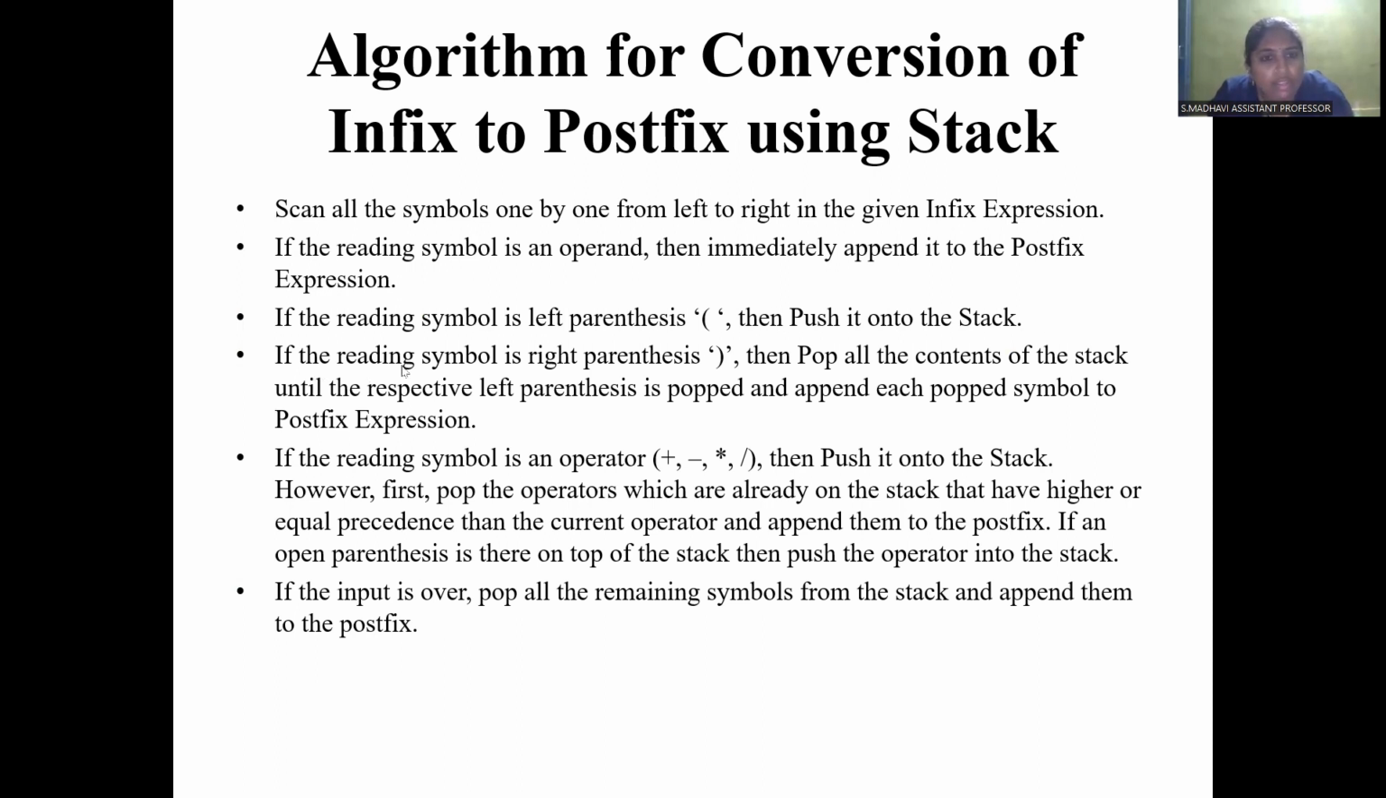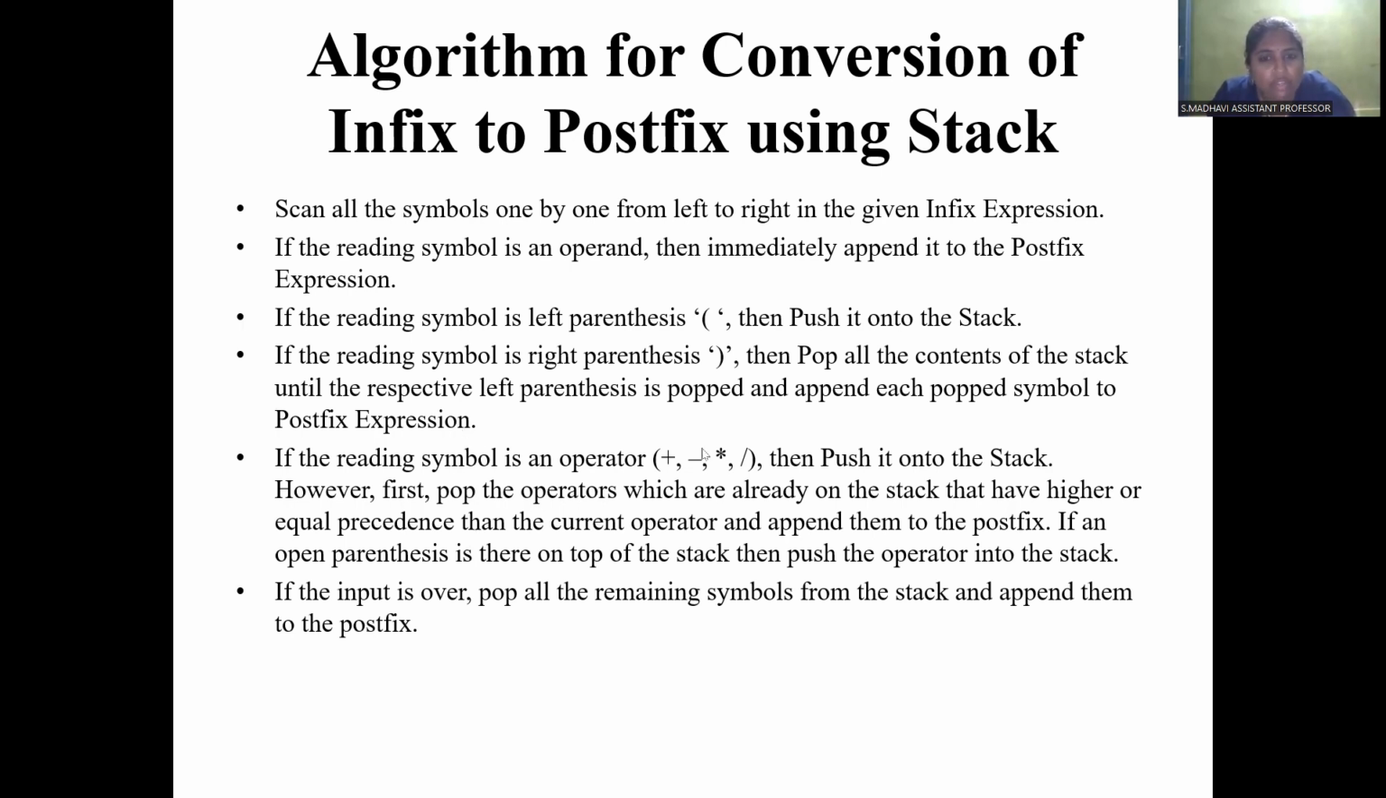And if we are reading the symbol called right parenthesis, we have to pop all the contents of the stack which are present inside this open and close parenthesis, and push them into the postfix expression. You'll be clear when we see the example. This you will be able to understand when we work it out with an example. So these are the general rules or general steps that we have to follow.